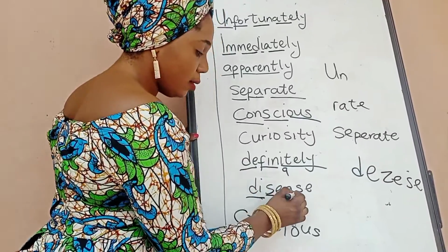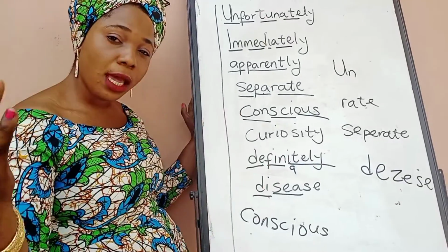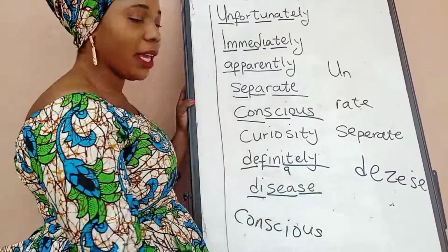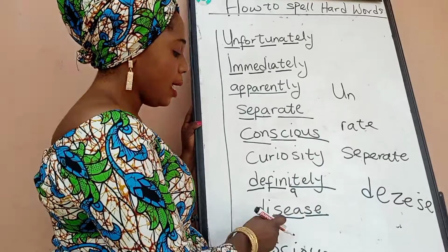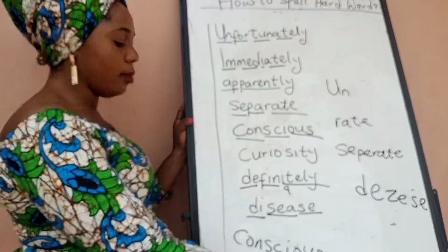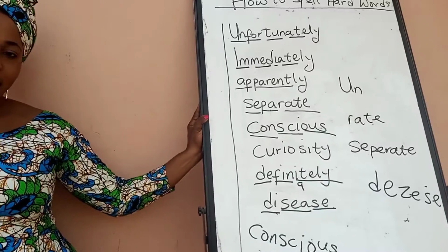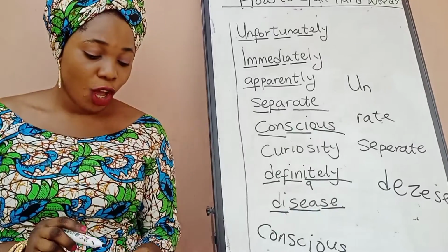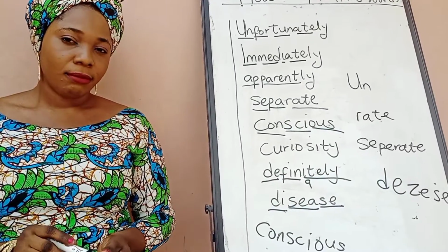You have your C. You can see C, the big C, the ocean, right? Then you add your SE. So you know, DISEASE. I hope you get it. I hope these tricks work for you. Just try it. Try using it.